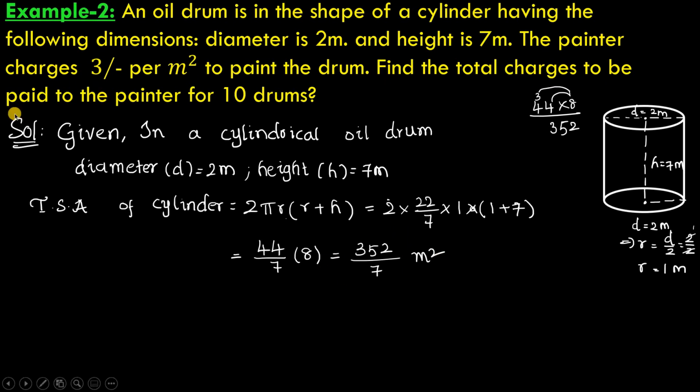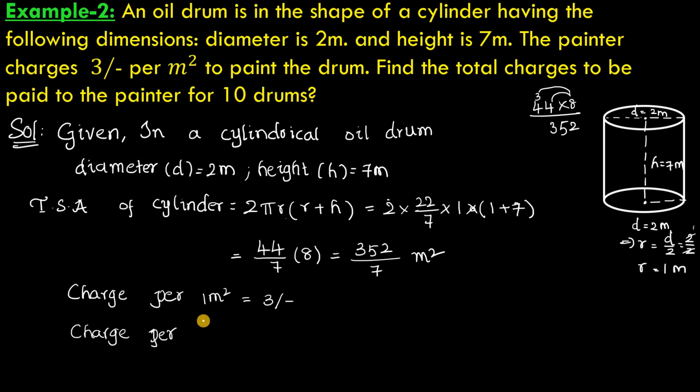Find the total charges to be paid to the painter for 10 drums. Here we got the surface area of 1 drum, so we will find it out for 10 drums. Charge per 1 meter square is 3 rupees. Here our total surface area is 352 by 7 meter square. So the charge equals 3 into 352 by 7. They asked us to find it out for 10 drums.